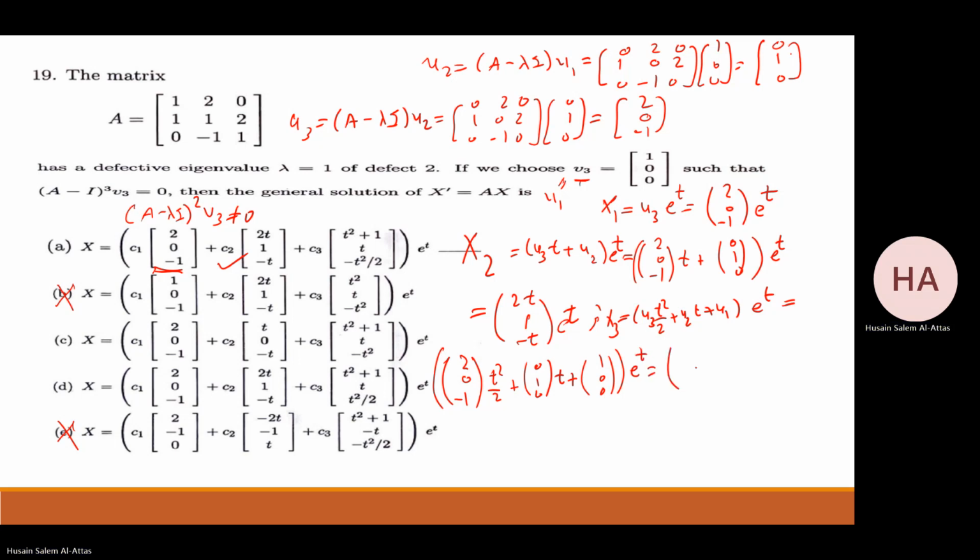That will be t squared plus 1. This is 0 t. This is minus t squared over 2. That's it, e to the power t. This is 0, 0. So I have this one. So this will be my correct answer.